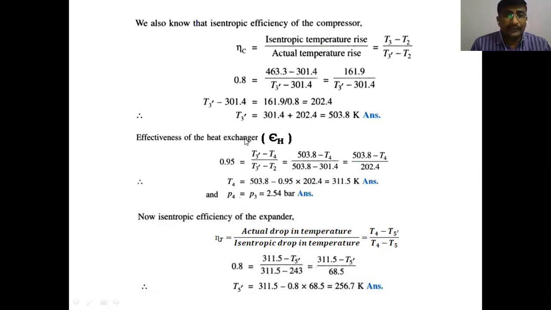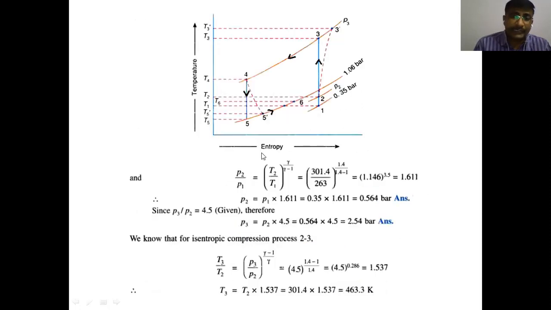Then, effectiveness of heat exchanger. Look at this. Effectiveness of heat exchanger is represented by epsilon H. The formula is the actual temperature drop in the heat exchanger divided by the maximum possible temperature drop in the heat exchanger. The actual temperature drop in the heat exchanger is from 3 dash to 4. That means T3 dash minus T4 is the actual temperature drop in the heat exchanger.